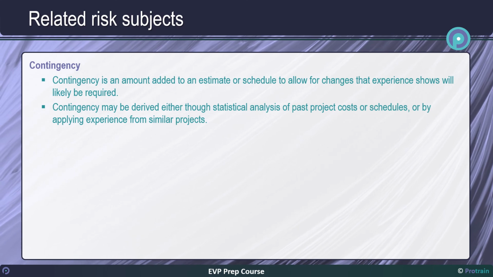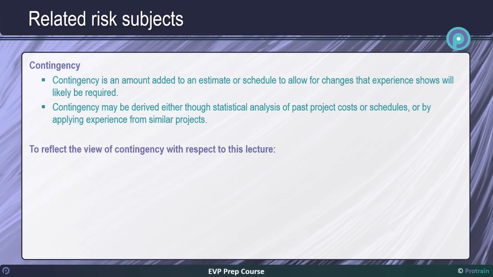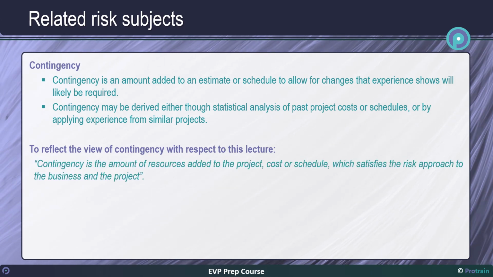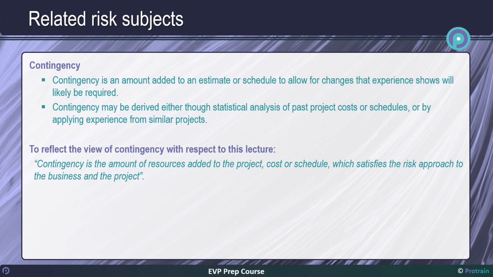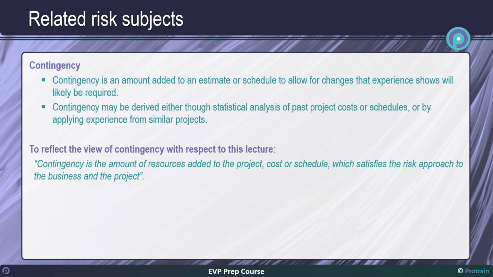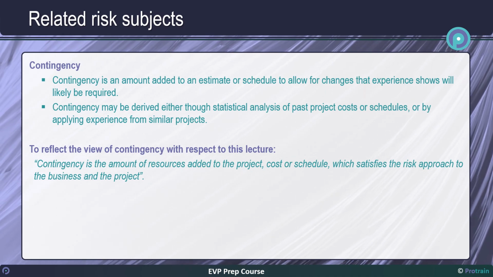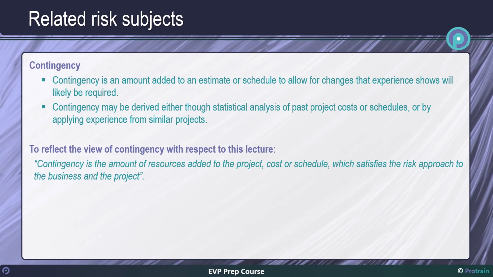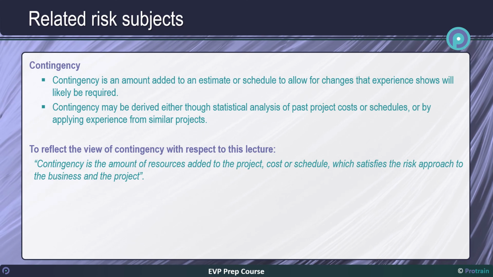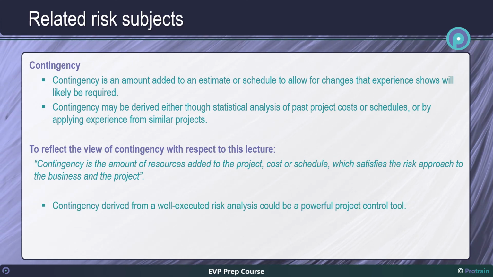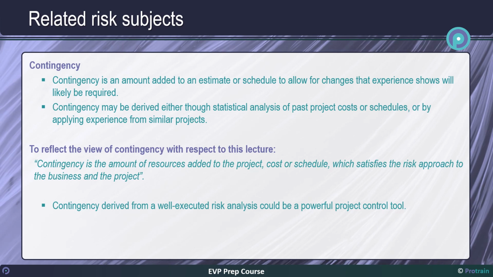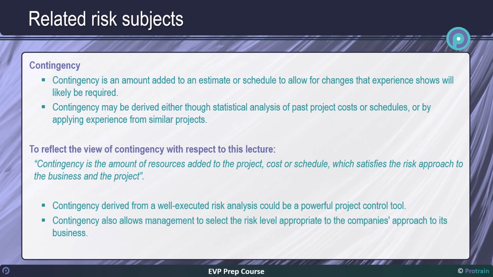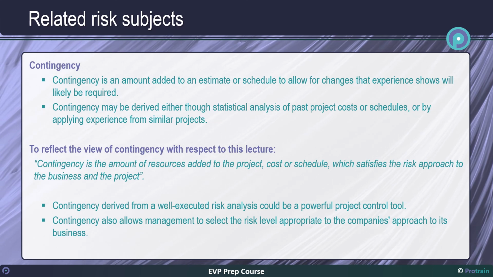To reflect the view of contingency with respect to this lecture, contingency is the amount of resources added to the project, cost or schedule, which satisfies the risk approach to the business and the project. Contingency, cost and schedule, is one of the most frequent outputs of risk management. Contingency derived from a well-executed risk analysis could be a powerful project control tool. Contingency also allows management to select the risk level appropriate to the company's approach to its business.